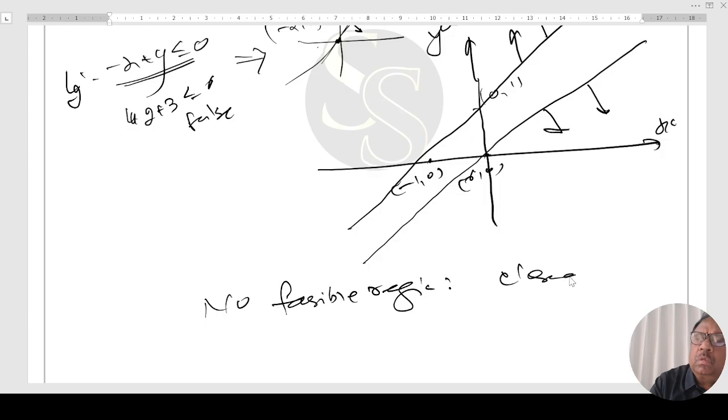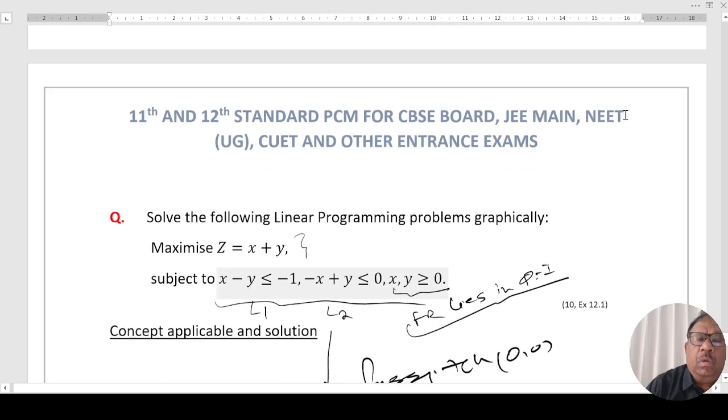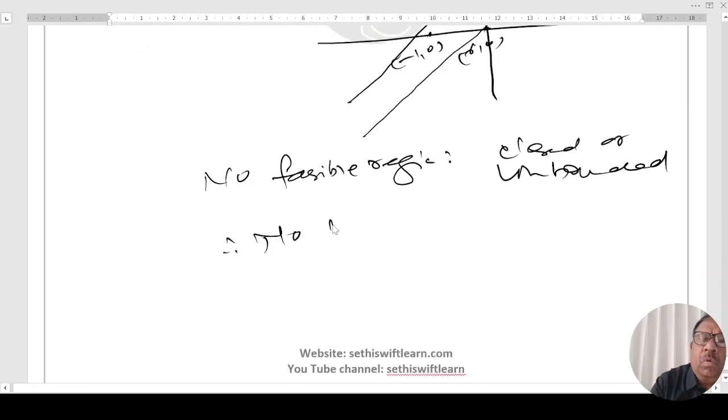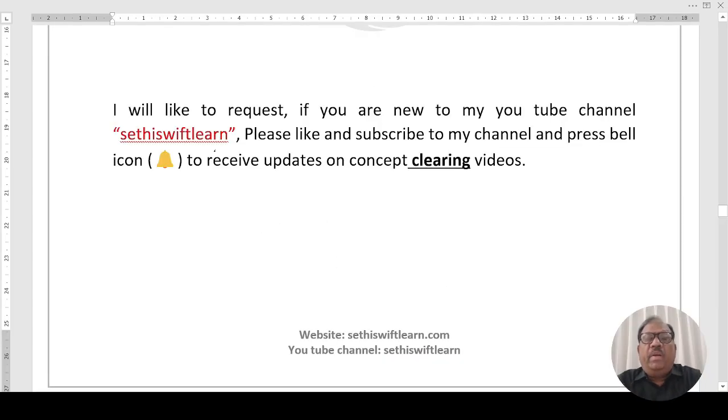Closed or unbounded: the region is not there, not common. Therefore, no maximum value of the objective function. Right?